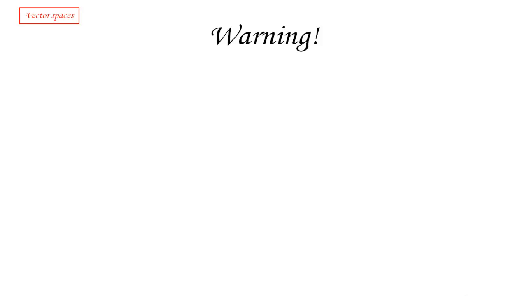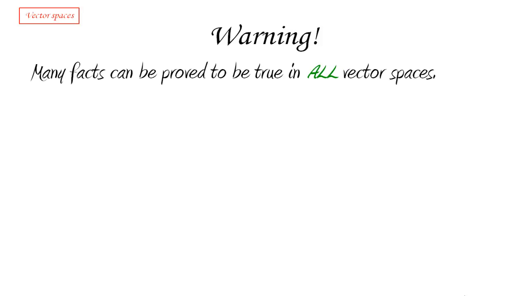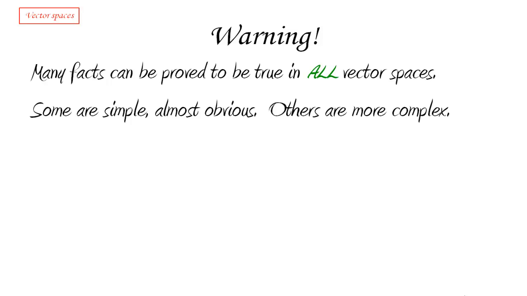So some warnings about how to deal with these vector spaces. Okay, so there are many facts that can be proved to be true in all vector spaces. Okay, there are many things, and we're going to see many of them in class as we go through the analysis of these vector spaces. Okay, some of these facts are going to be very simple, almost obvious. We may be tempted to say, well, of course, duh. Other ones are going to be very complex, and they're going to be big discoveries, and they should create a response of, wow, who'd have thunk of that, right?